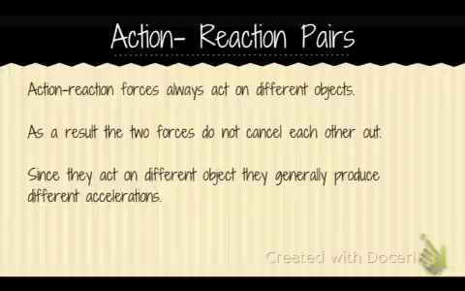An action-reaction pair is you're standing in the middle of the room. The floor is pushing up on you. You're pushing down on the floor. That's an action-reaction pair. You and the floor. You have to have two objects in order to have an action-reaction pair. Not one object and two forces.